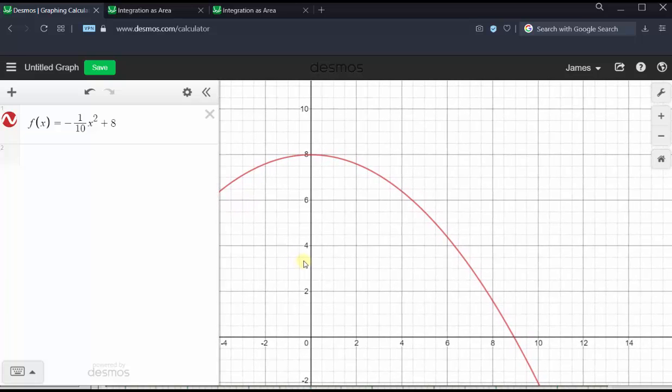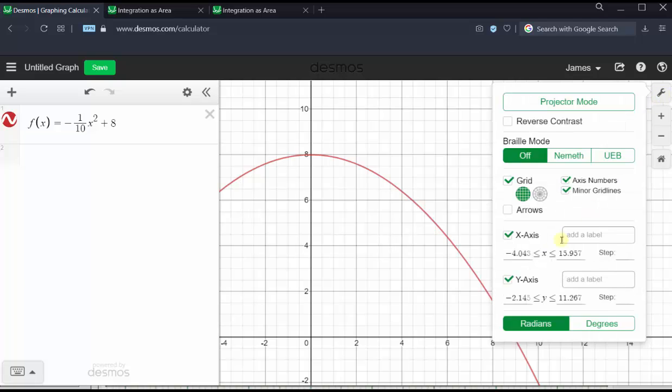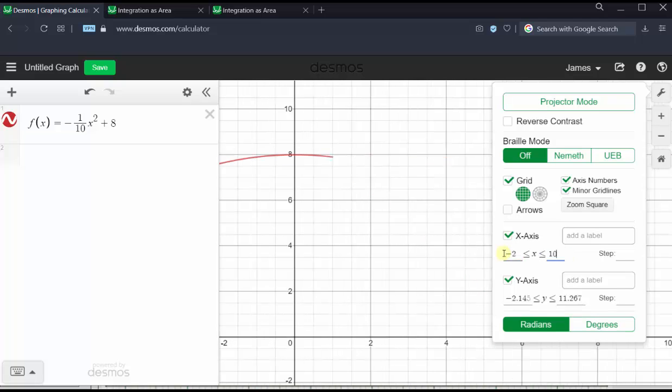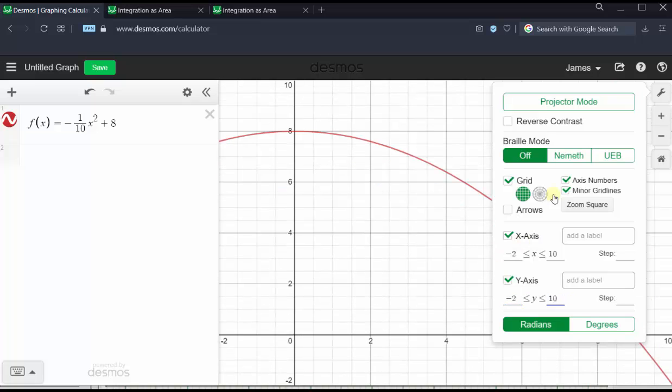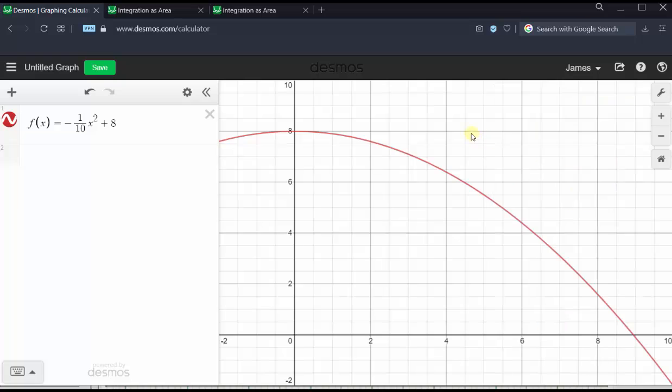From here, let's adjust the window manually by clicking on the wrench and changing the x-axis to go from -2 to +10, and the same for the y-axis. To close this window, click outside the window. And now we have a nice graph of the integrand function for the intervals of integration. We first want to integrate over the interval from 0 to 7.